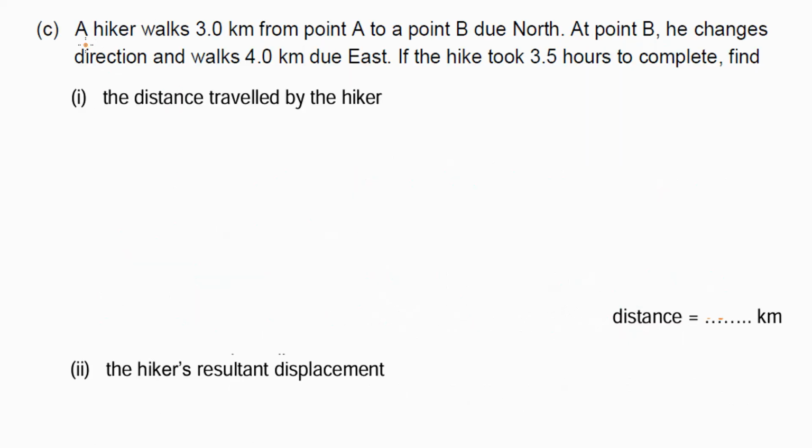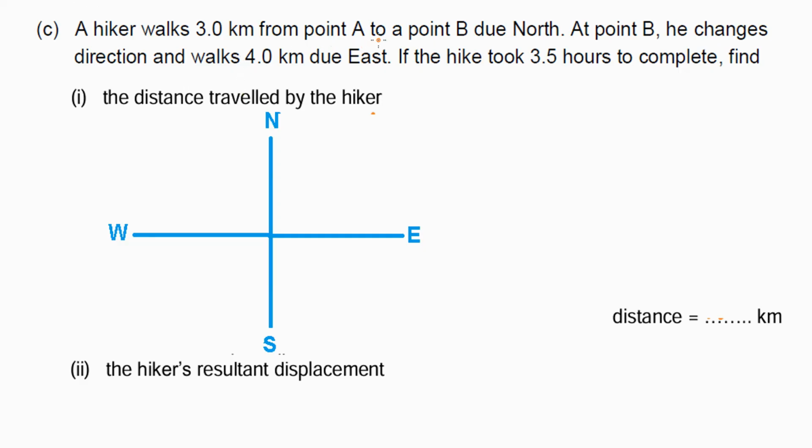Then in question 8c it says, a hiker walks 3.0 kilometers from point A to a point B due north. At point B, he changes direction and walks 4.0 kilometers due east. If the hike took 3.5 hours to complete, find, firstly, the distance traveled by the hiker. Now, we can start with a rough sketch.